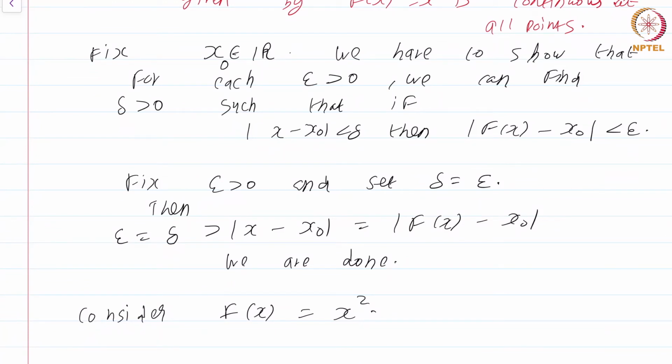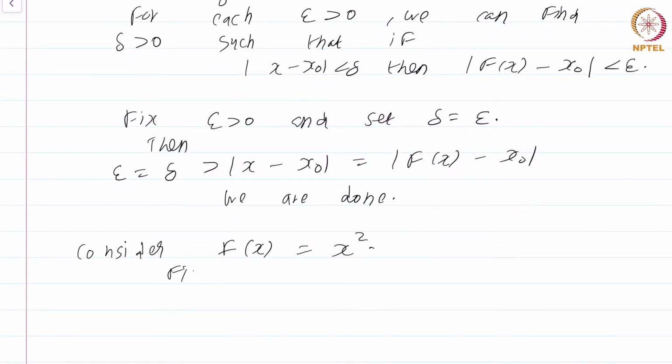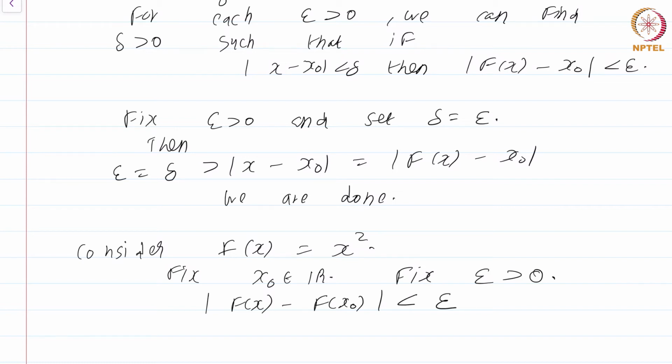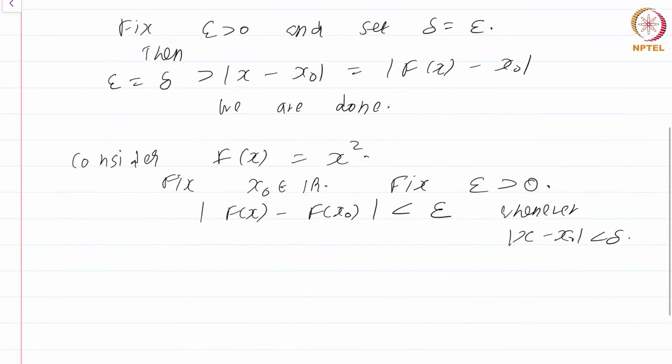Now how do I show f of x equal to x squared is continuous at all points? Well, fix x naught in R again, and fix epsilon greater than 0. We must find a corresponding delta such that mod f of x minus f of x naught is less than epsilon, whenever mod x minus x naught is less than delta. We have to find that delta. Now how do we do this?